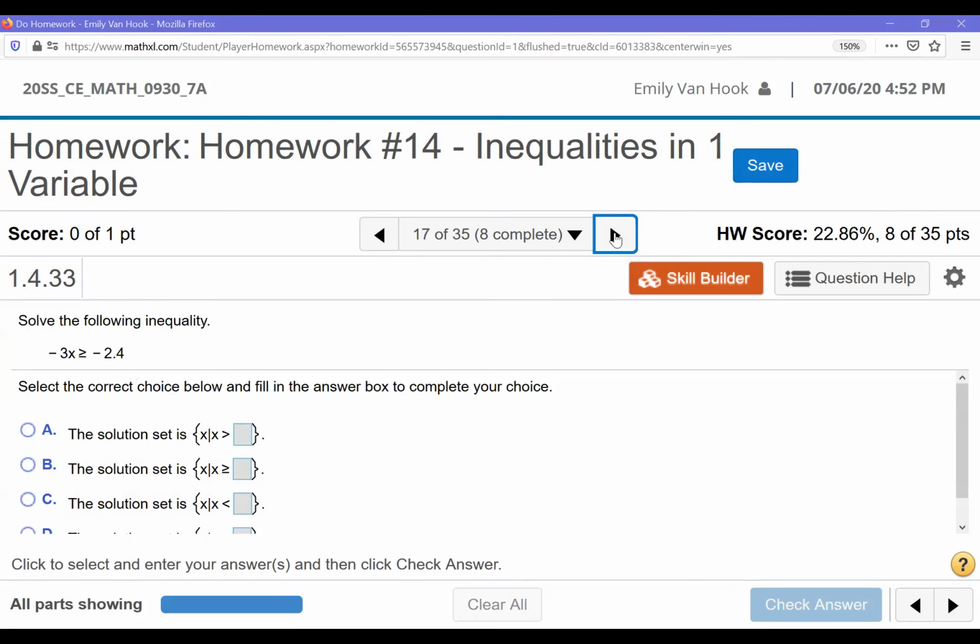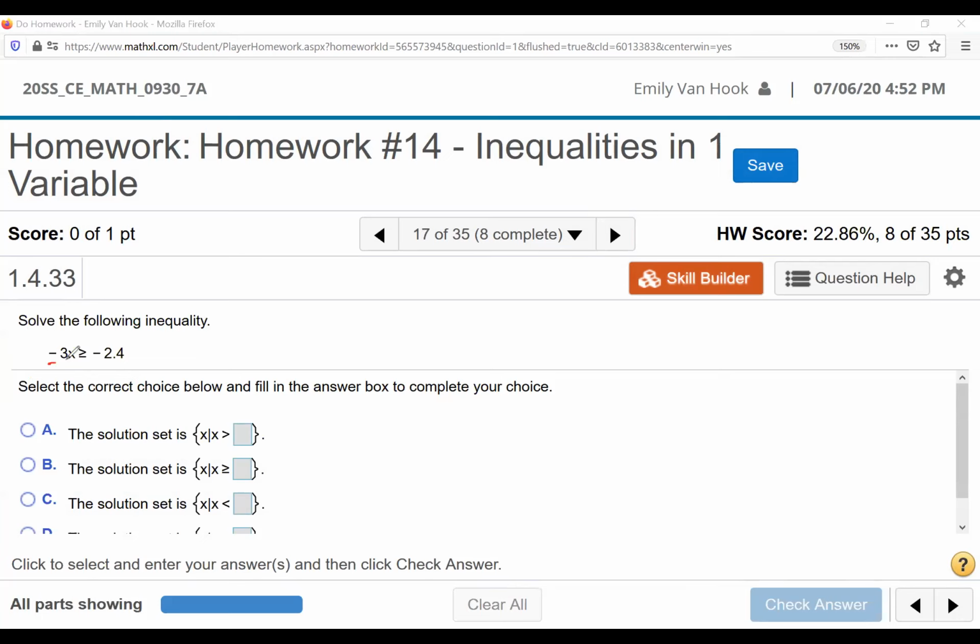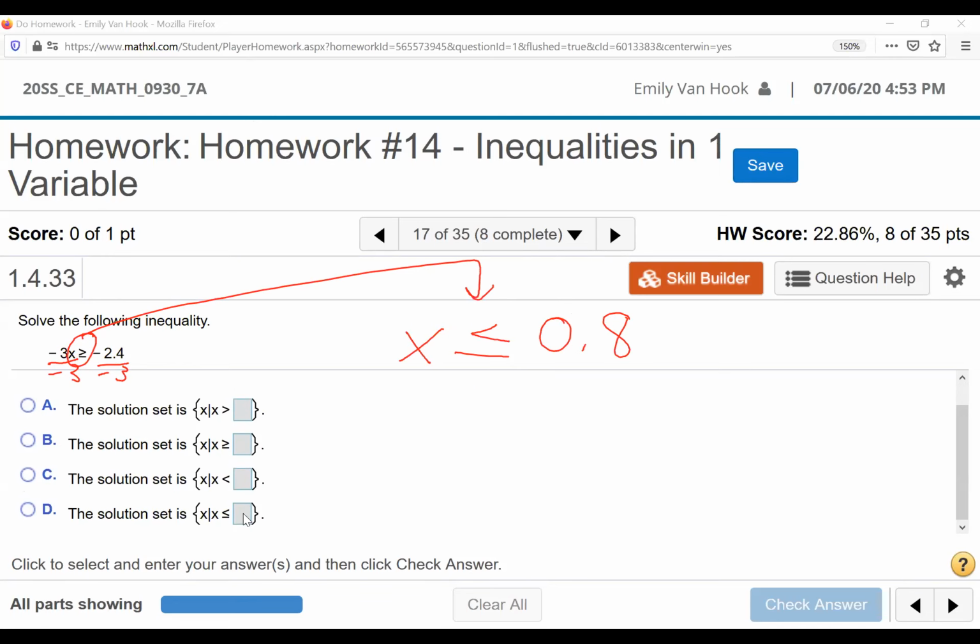Okay, here's another one with decimals. This is number 17. Negative 3x is greater than or equal to negative 2.4. So we would divide both sides by negative 3. Negative divided by negative is going to become positive. Using my calculator, I'm getting 0.8. Now, we're dividing by a negative, so that means our inequality sign will flip. So this greater than or equal to sign is now less than or equal to. So x is less than or equal to 0.8. Okay, so I'll type that in.